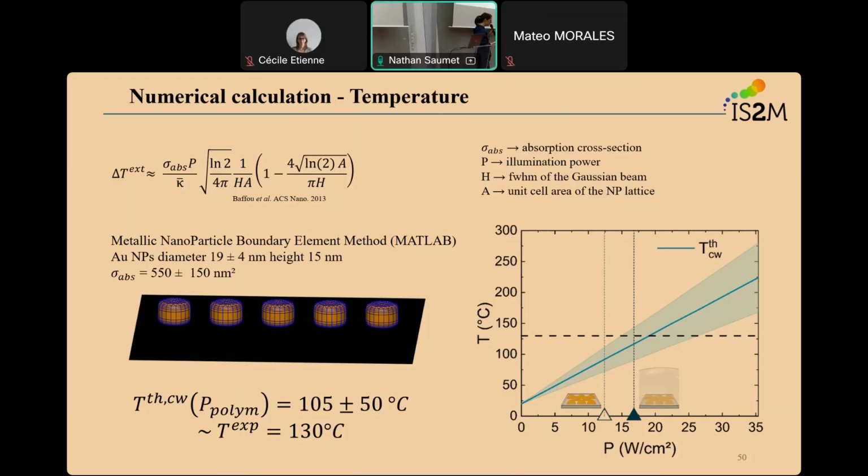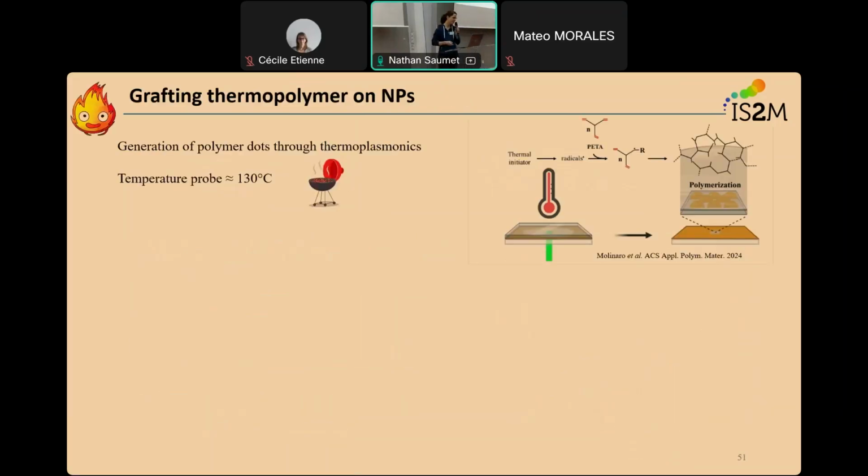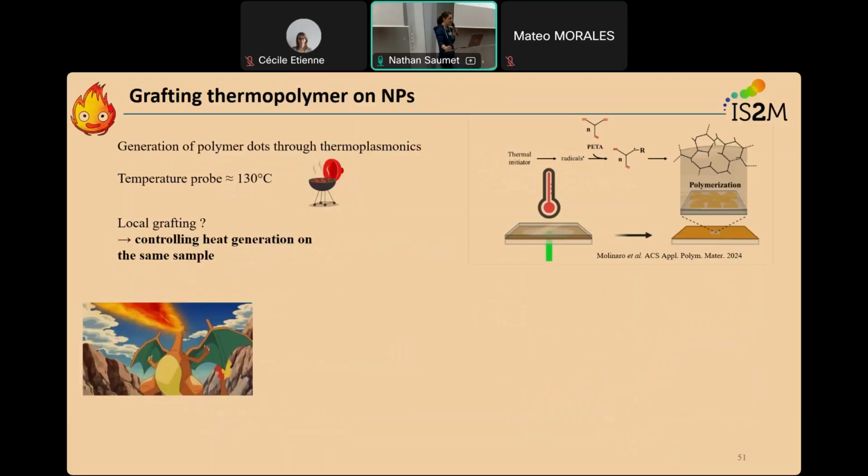And on this figure, I added the first observation of polymer. So here it's the first power that I used for which I observe polymer. And here there is no polymerization. So the threshold on my sample is here. So it's at around 100 degrees, which is close to the experimental threshold of my formulation. So clearly here I grafted polymers through thermoplasmonics, but in a micrometric size.